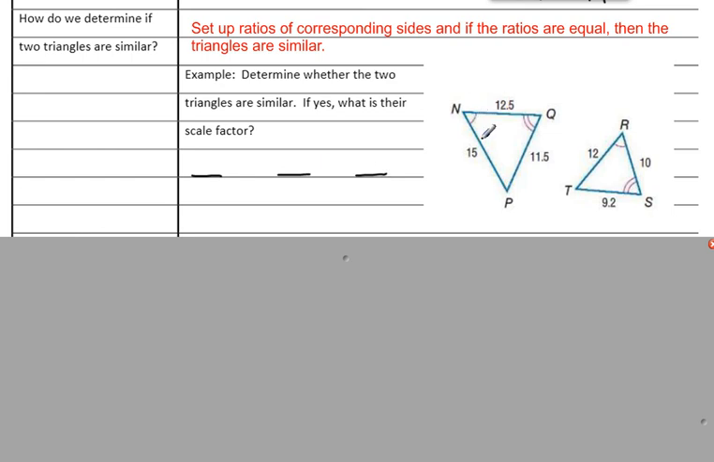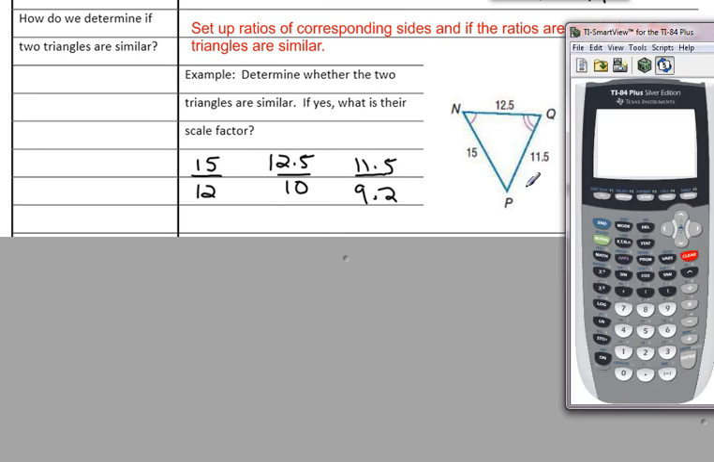So I noticed that at N and P, there's one arc and then there's nothing. That's this number 15. I'm going to match it up here with one arc and then nothing, so 12. Then I come here to NQ where there's one arc and two arcs, that's 12.5. I come over to this triangle and look for the one arc and the two arcs, and it lies here with the 10. And then the last side is 11.5, which is in between two arcs and then nothing. So I come here where there's two arcs and nothing, and it matches with 9.2.